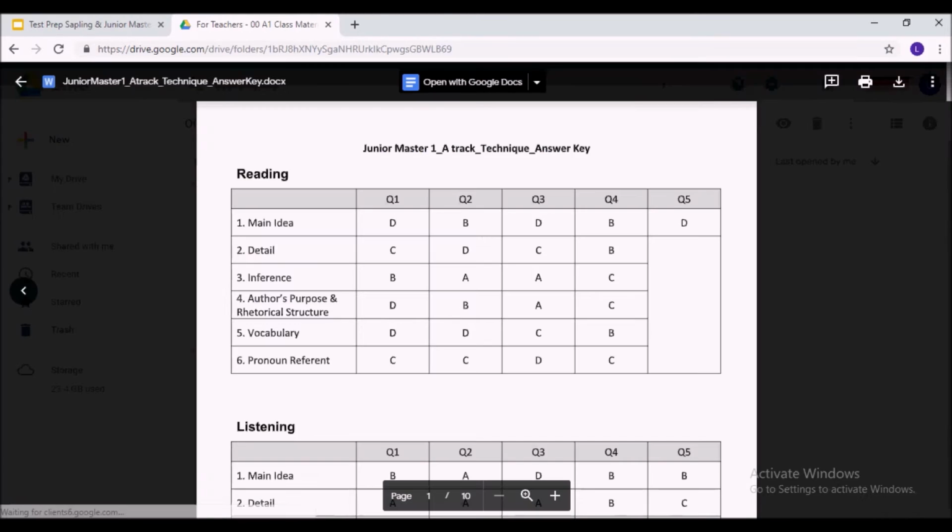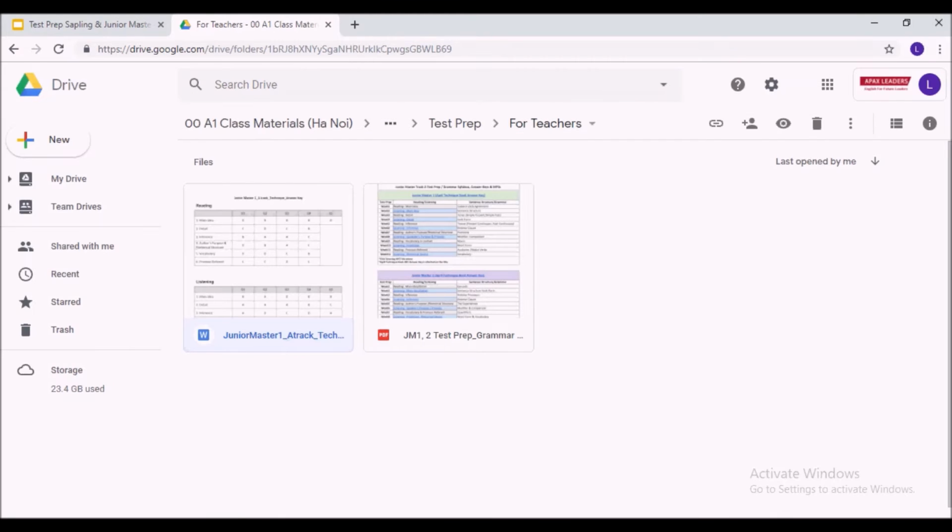Now if we look at the answer key here, you can see that all of the answers to the practice questions are outlined here for you as well. So before you begin your test prep class, I would perhaps print out a copy of the answer key and have that on hand for when you go through your corrections in class.